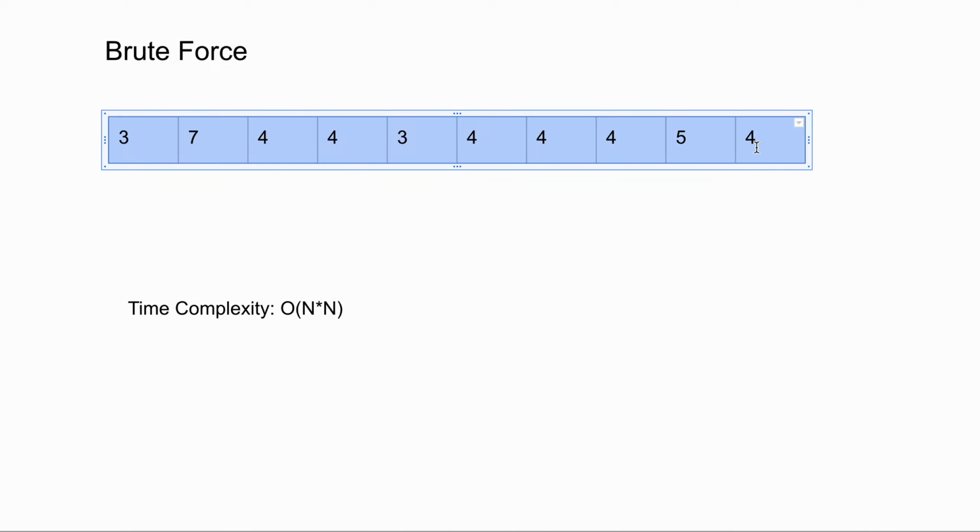Is 7 occurring more than n by 2 times? No, right? Then you go to 4 and you again check. Is 4 occurring more than n by 2 times? Yes, it is occurring actually 6 times. So that will be our majority element. But what is the time complexity? The time complexity is of the order of n square. Though it might not be exactly n square, it is definitely of the order of n square, because for every element you are again traveling the entire array one more time. So this is definitely not what we are looking for.